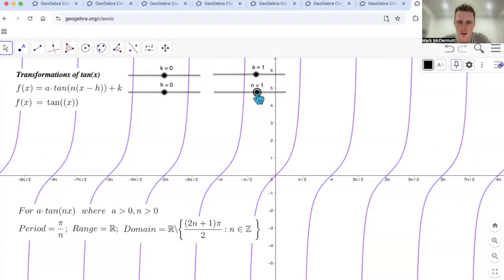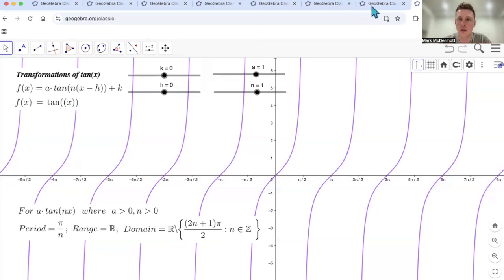The range, as you can see, is all real numbers. There are no numbers we can't get in the vertical direction along the y-axis. But the domain is a bit more tricky. The domain is all real numbers, except anywhere where there's an asymptote. On this graph we have asymptotes at negative pi on 2, pi on 2, 3 pi on 2, and we use a formula to tell us where those asymptotes are. So all real numbers, not including 2n plus 1 multiplied by pi over 2, where that n value is some integer. This formula just tells us where those asymptotes are.